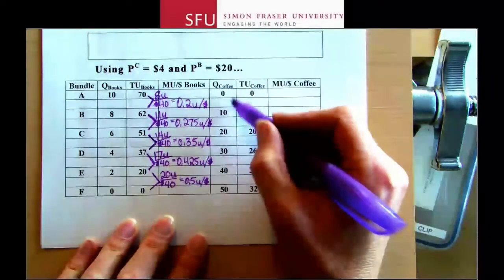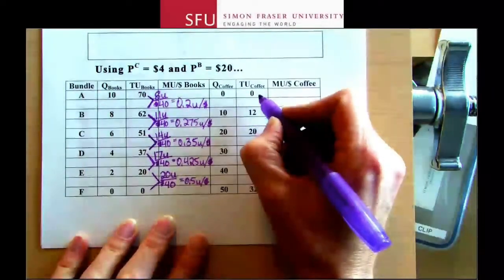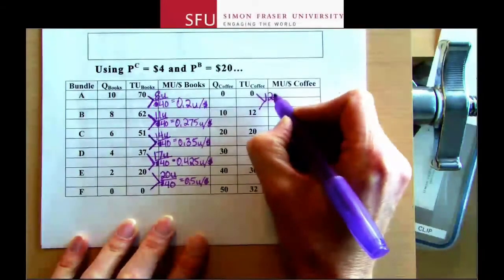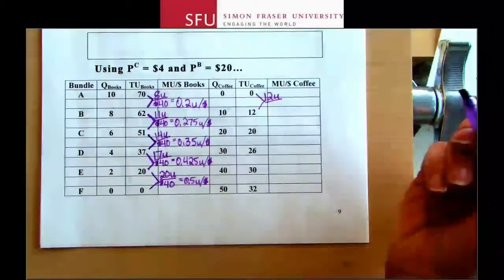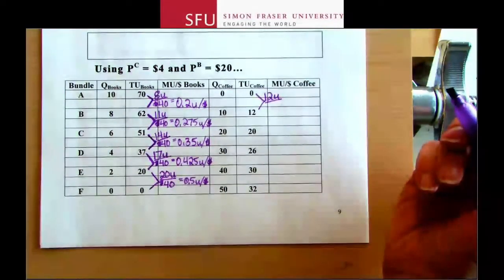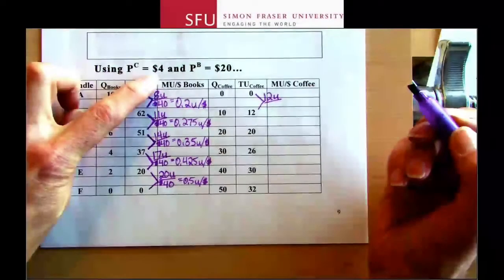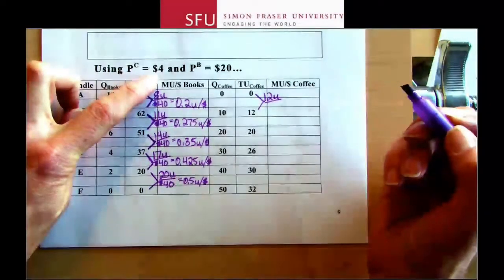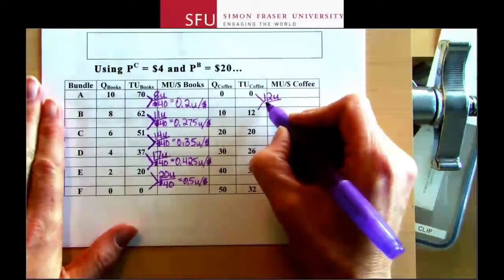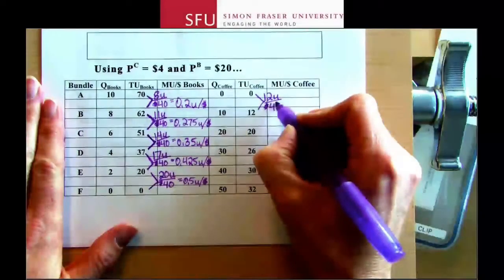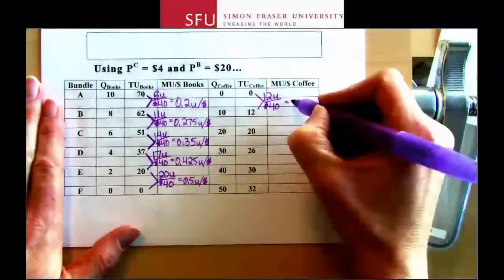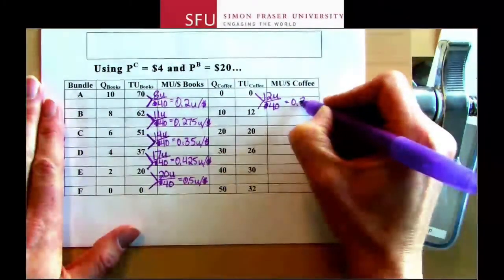So the first 10 cups of coffee give you 12 units of utility. And those 10 cups of coffee are going to cost you $40. That's right. They're 10 cups, they're $4 each. So that will cost you 40. Okay, so 12 over 40, 0.3.